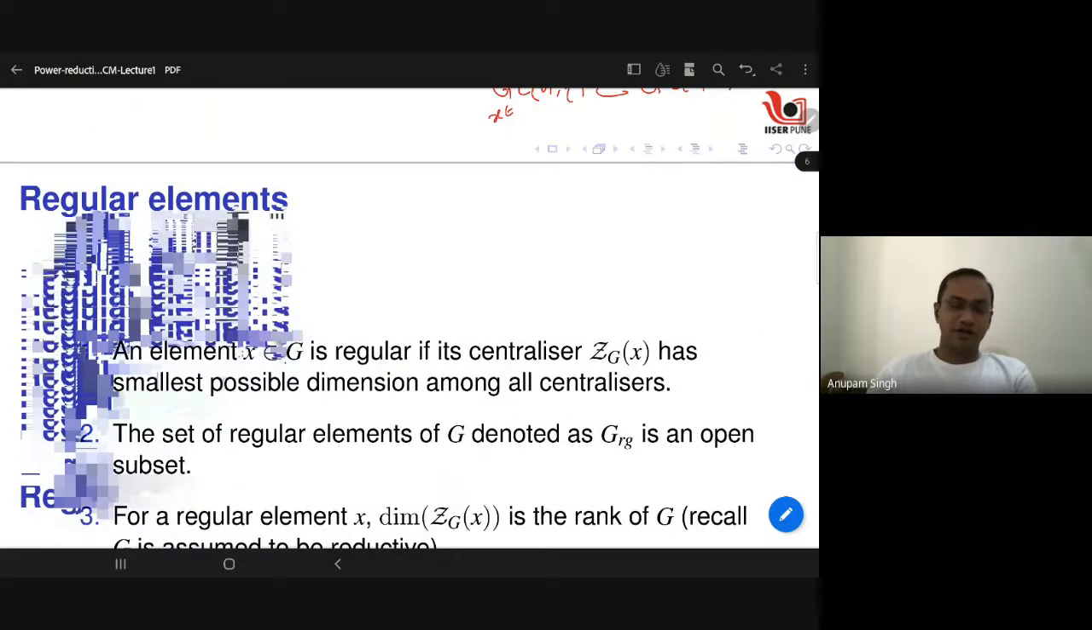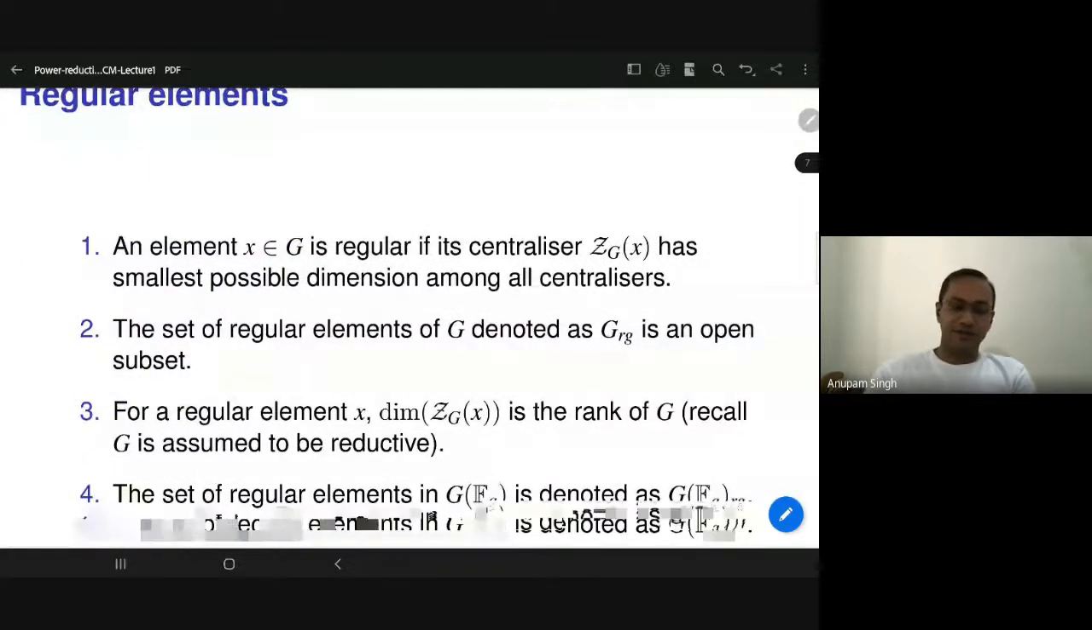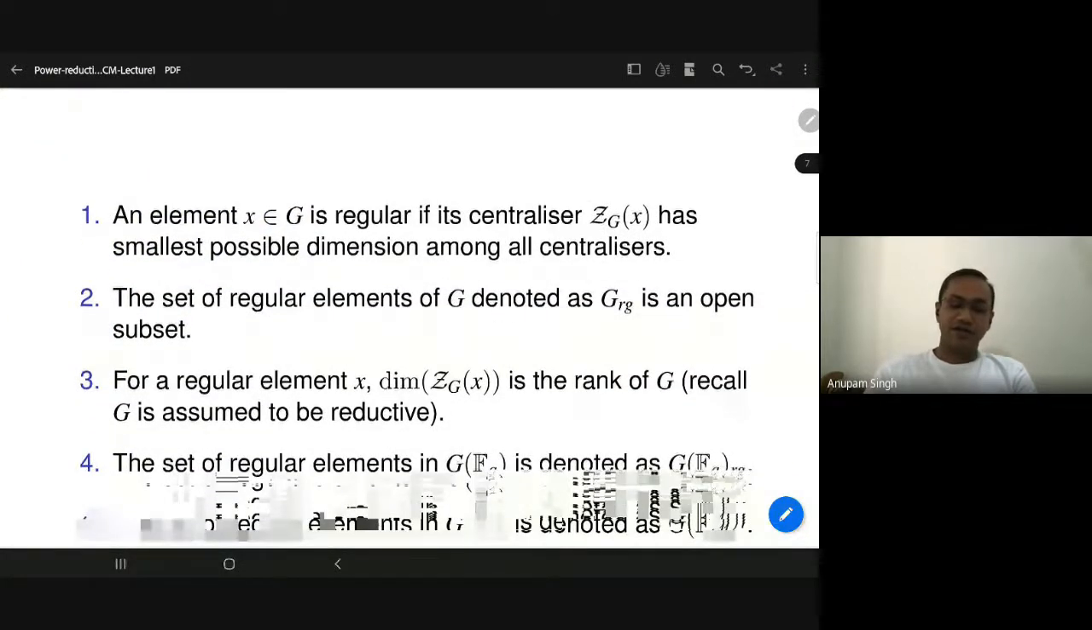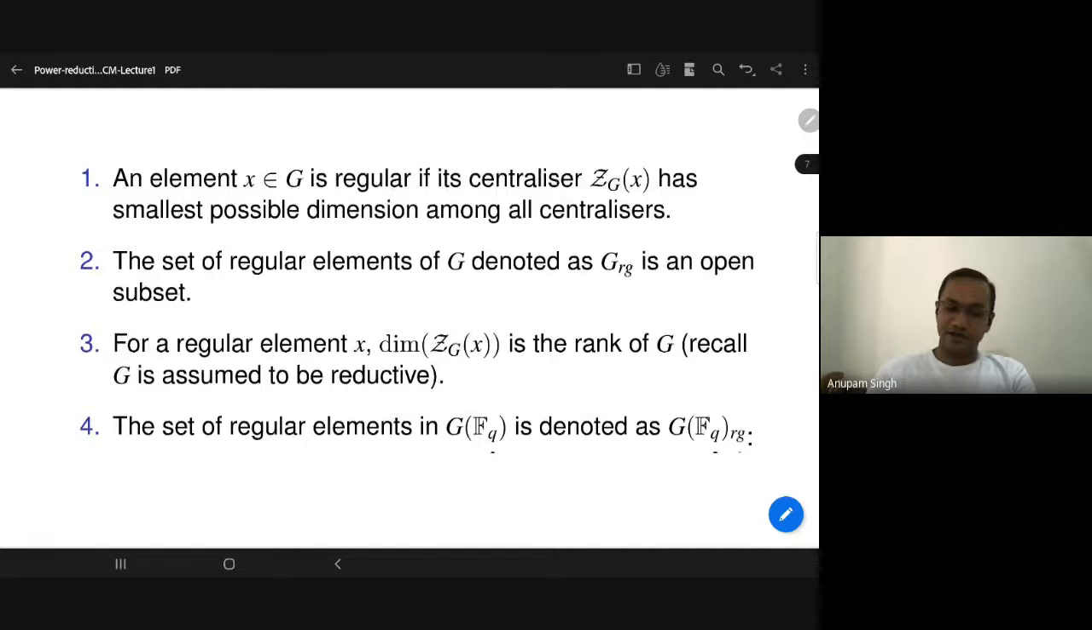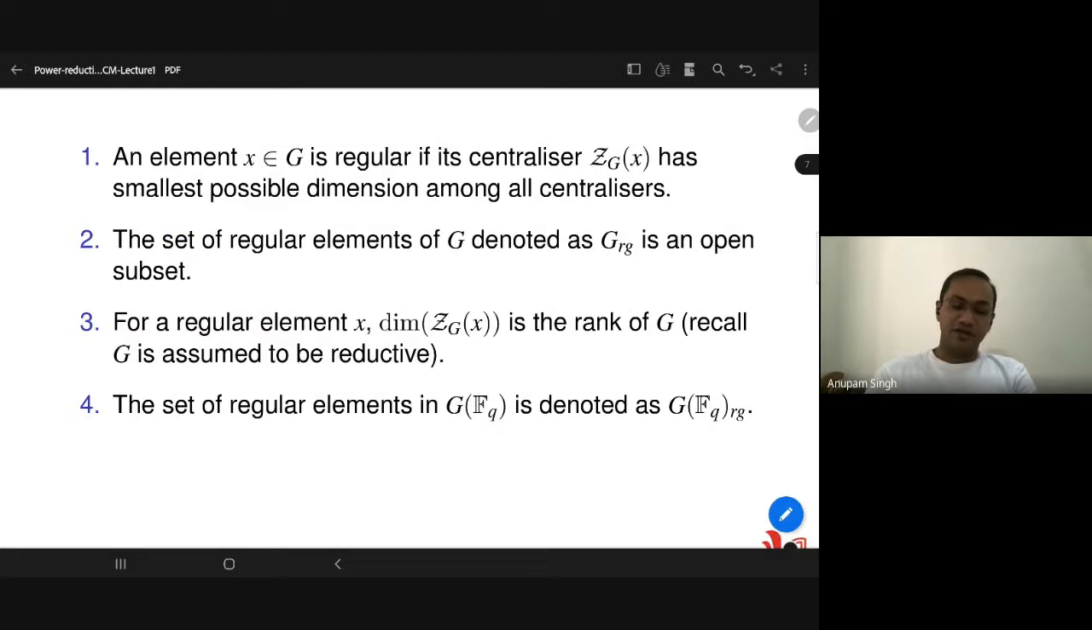Okay, I will also recall the definition of a regular element. A regular element is something whose centralizer has the smallest possible dimension, right? So the smallest possible dimension among all possible centralizers. You take centralizers of various elements, and the elements which have smallest dimension centralizer are regular elements. All this is the work of Steinberg, and many of these definitions were done in the lectures earlier. Also, recall that the set of all regular elements forms an open subset.